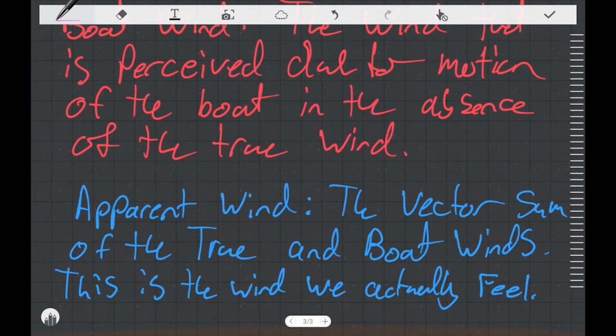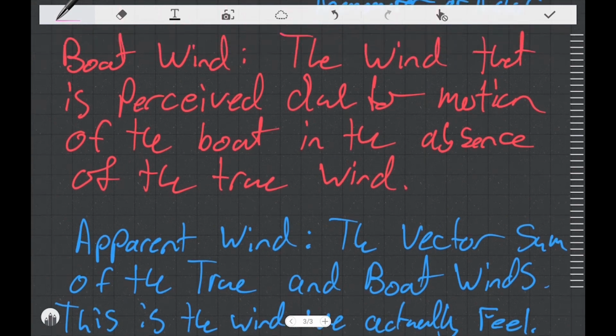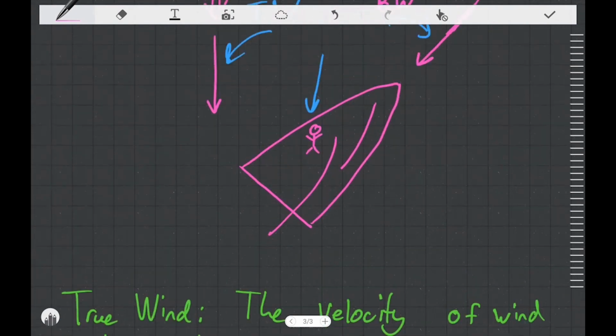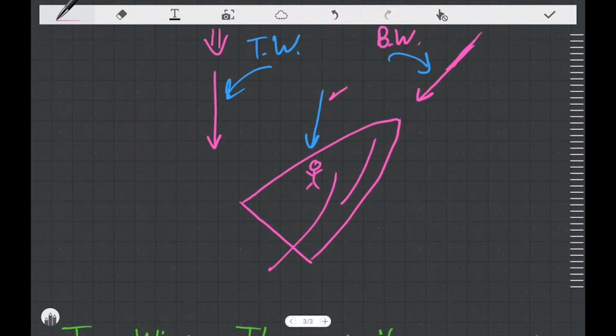That leaves only one other wind vector that we need to define. The final wind vector that we want to define is the apparent wind, and the apparent wind is defined as the vector sum of the true and boat winds. This is the wind that we actually feel while we're sailing. So we're going to go back up to the diagram one more time, and I'm going to tell you that this over here is the apparent wind.